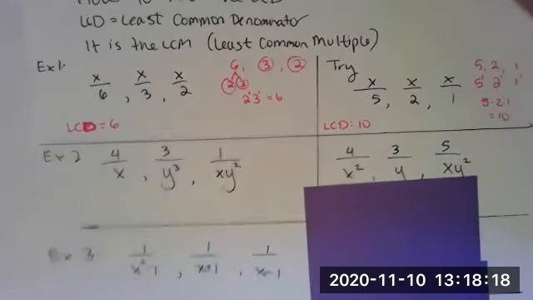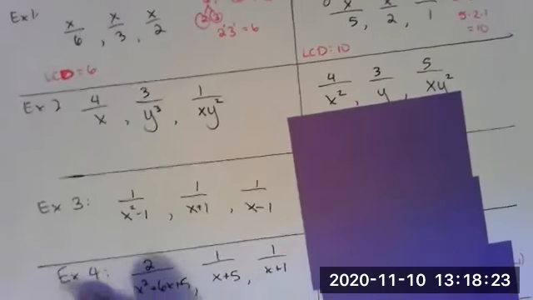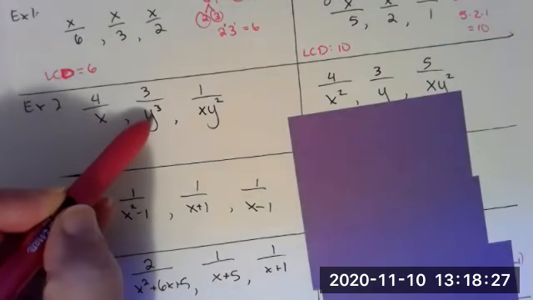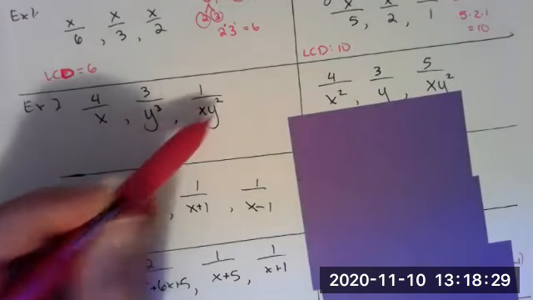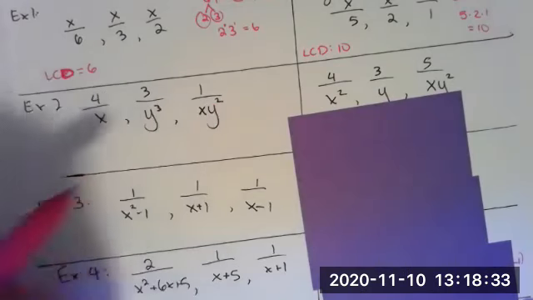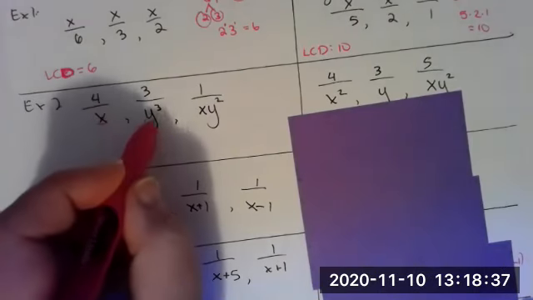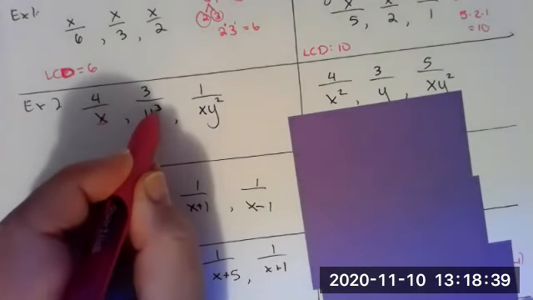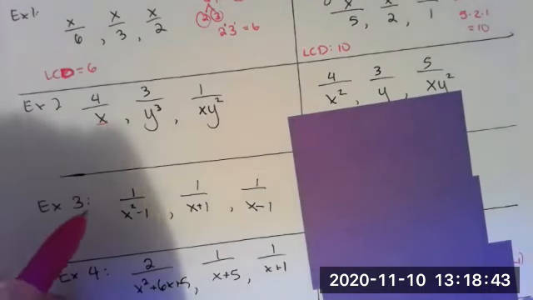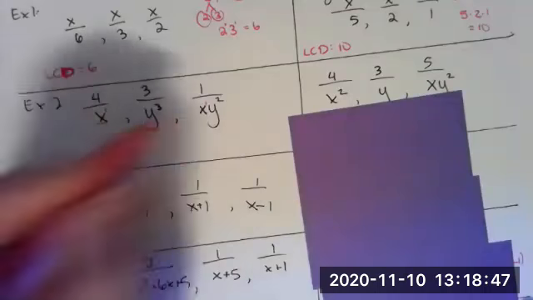Okay, let's try it with some variables now. So here we've got a true rational expression with variables in the denominator. So we have 4 over x, 3 over y to the third, and then 1 over xy squared. So least common denominator, we're looking just at the denominators. All right, so x is just x to the 1. Okay, y has an exponent of 3, and then here we have x times y squared. Okay, so the biggest exponent I have that's attached to x is just 1.